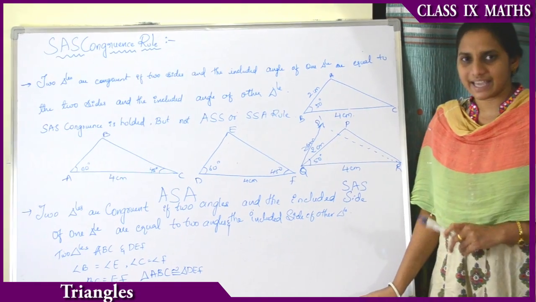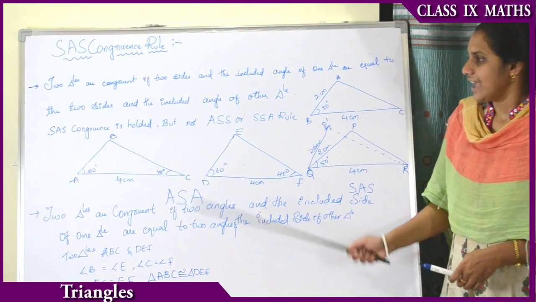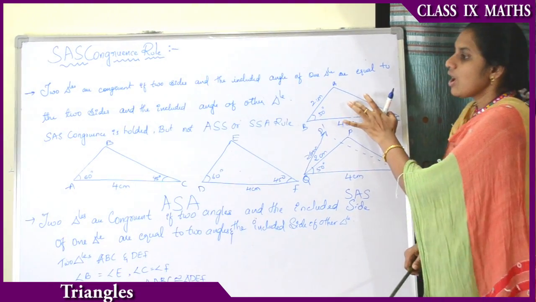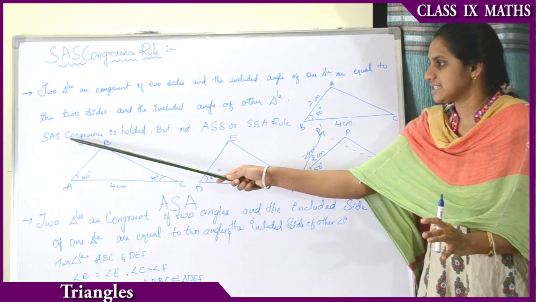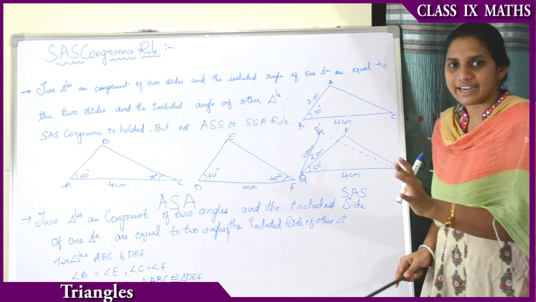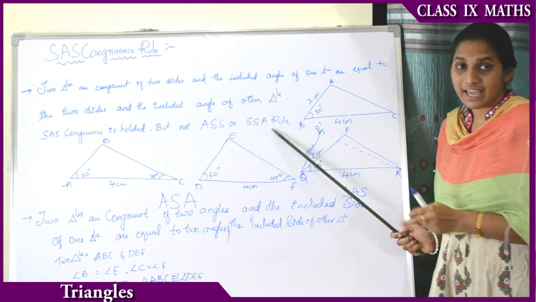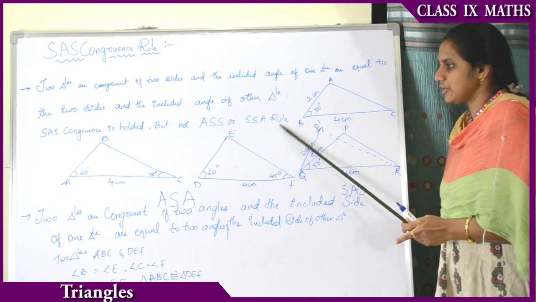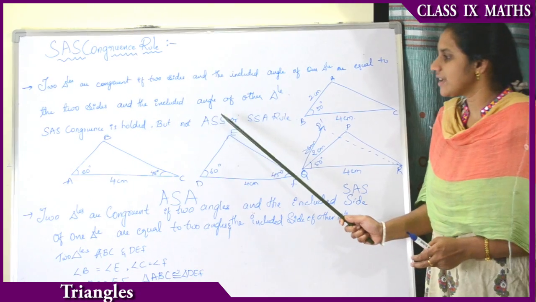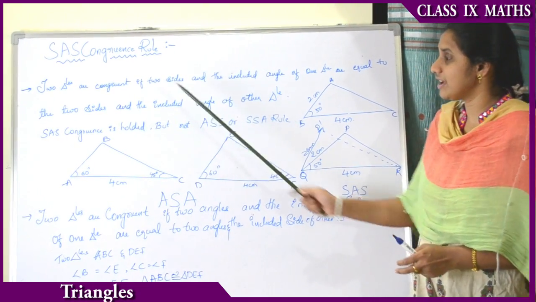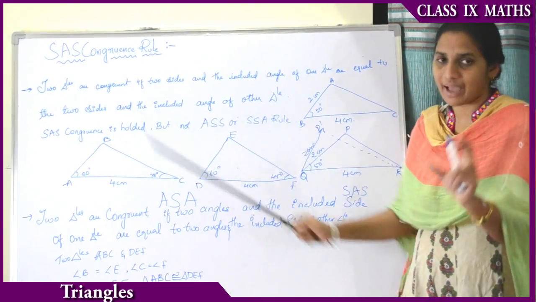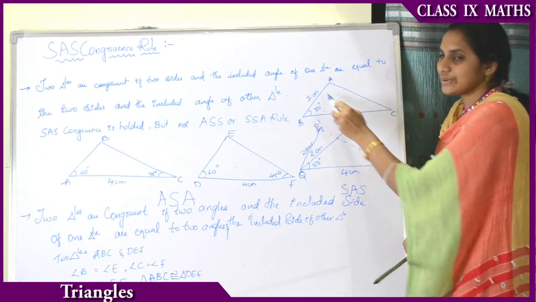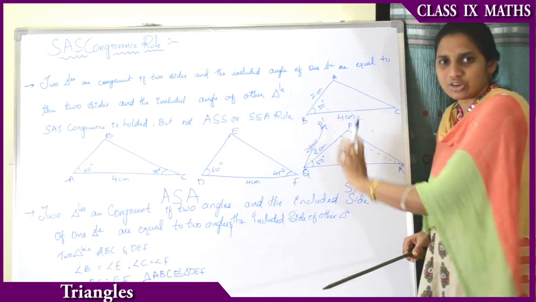Now let us see the second rule, that is the ASS congruence rule. For this, we are getting the SAS congruency rule only. We are not getting the ASS or SSA rule. That is, ASS means angle side side or side side angle rule. See, here also we are getting two sides and one angle only, but we represent them in the side angle side manner only, because the order goes like that. Therefore, these two rules are not satisfied.